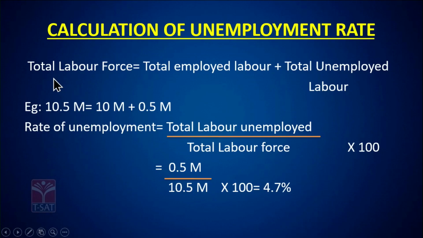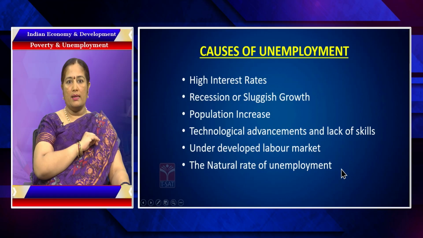How is the calculation of the unemployment rate done in India? Total labor force is equal to total employed labor plus total unemployed labor. If, for example, there are 10 million total labor employed and 0.5 million total unemployed labor, the total labor force will be 10.5 million, and the rate of unemployment is total labor unemployed divided by total labor force multiplied by 100. Here 0.5 million are labor unemployed, 10.5 million are the total labor force. When multiplied by 100, 4.7% is the unemployment rate.